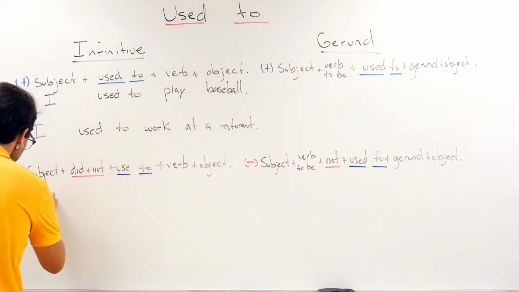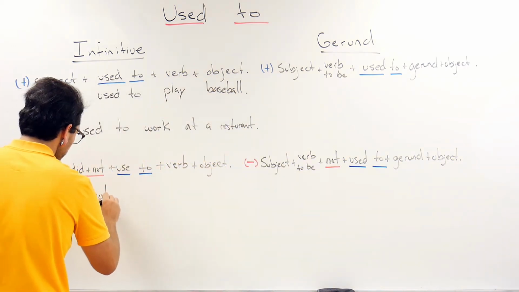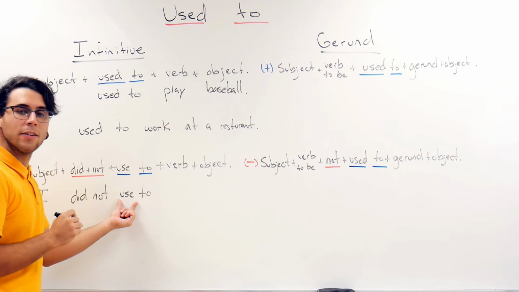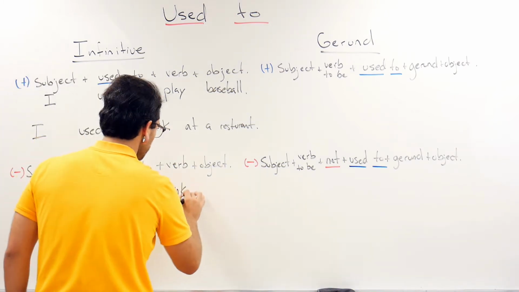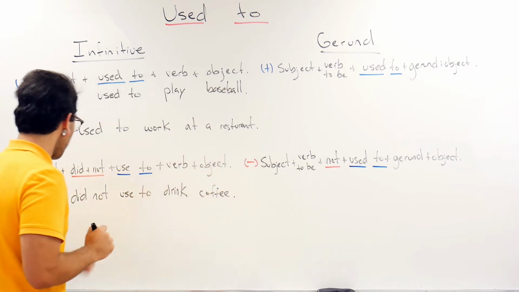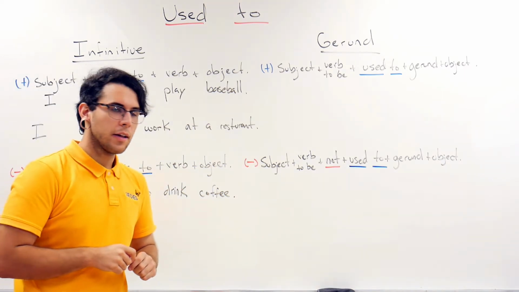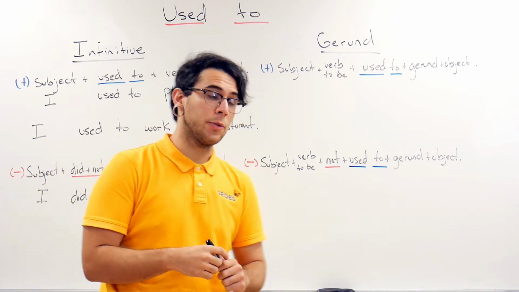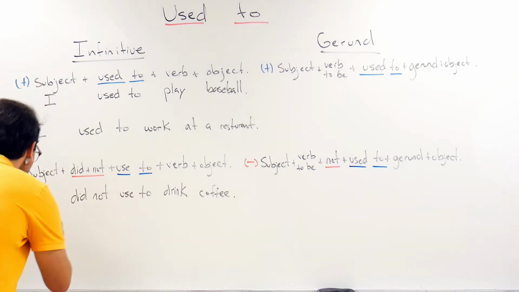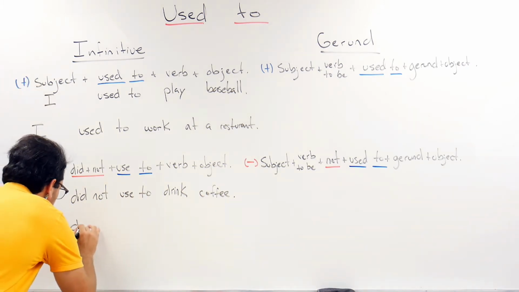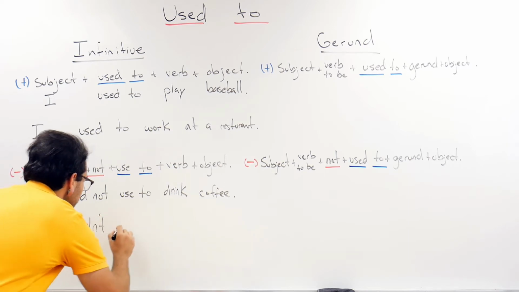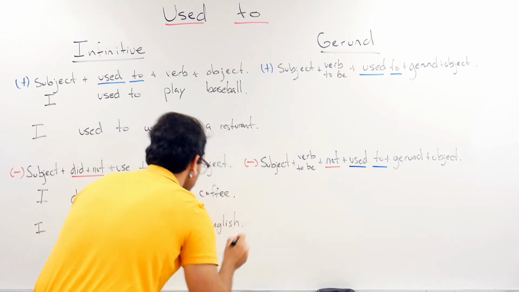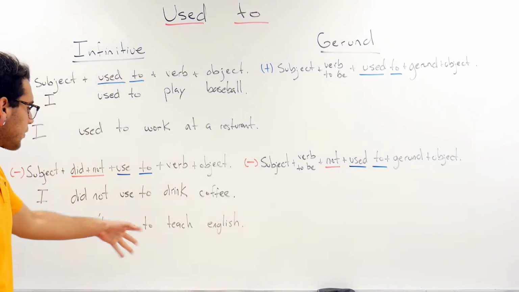So I think this is pretty common for people that are older. My next example is I did not, or you can say didn't. Remember, you use "use" instead of "used." Use to drink coffee. I didn't or did not use to drink coffee. So that's something that when I was really young, I did not do, but now currently in the present, I do. Another one is, we use didn't this time. I didn't use to teach English.